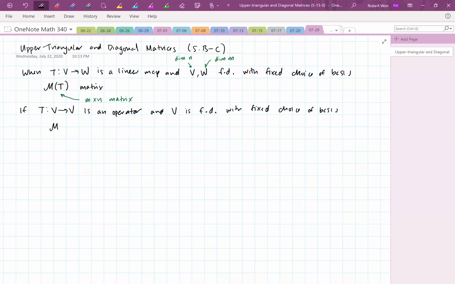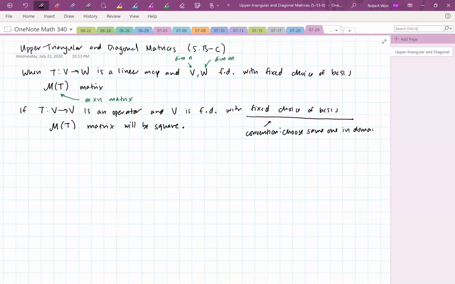And I can still talk about this matrix M of T. But of course, since the domain and the codomain are the same here, that will mean that M of T will be an n by n matrix. So it'll be a square matrix. Okay, note that the convention here is that if we're going from V to V, we just choose a basis of V to be the same in the domain and the codomain, almost always, right? So by convention, choose the same one in the domain and the codomain.